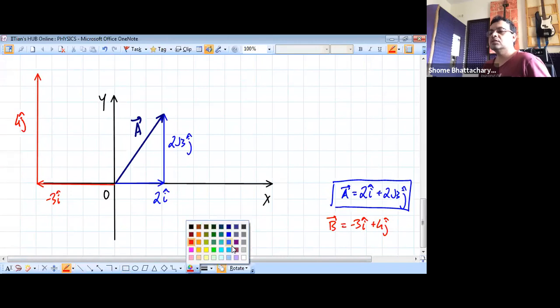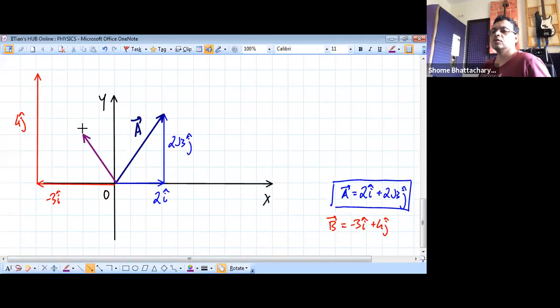So vector B, which is the sum of these two, minus 3 i cap plus 4 j cap, would become this vector. This vector will become the vector B, because it has an x component along the negative x direction of minus 3 and a y component along the positive direction.